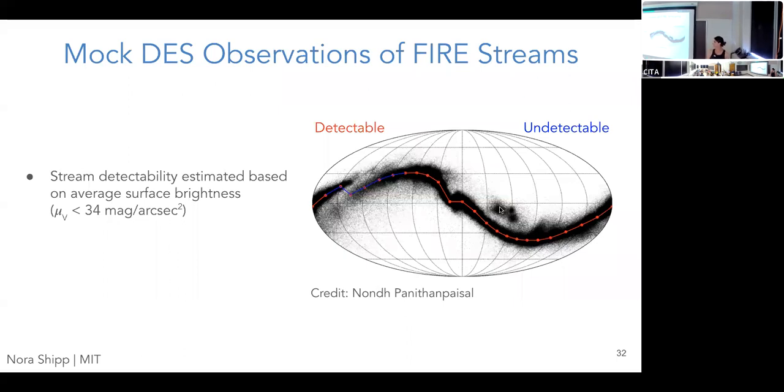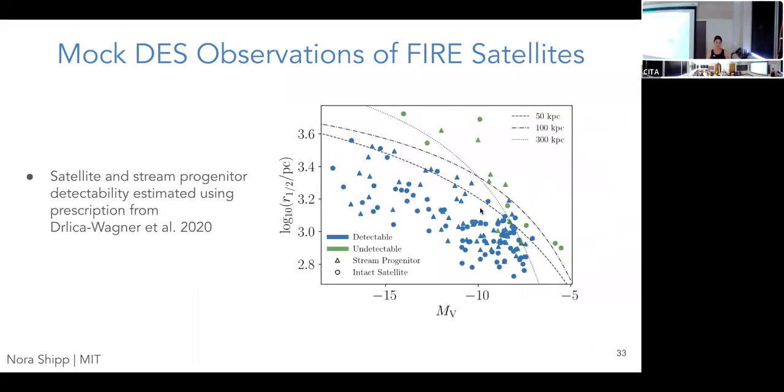So for this analysis, we mask out the progenitors, and then we look at all of the surviving satellites in FIRE, including the stream progenitors, and we estimate their detectability using an analytic prescription from Drlica-Wagner et al. 2020. So this is based on observations of the Milky Way dwarf galaxies, and it just depends on the total luminosity, the half-light radius, and the distance of these satellites. So here, blue systems are detectable, green is undetectable, and the triangles here are the stream progenitors, and the circles are the fully intact, undisrupted satellites.